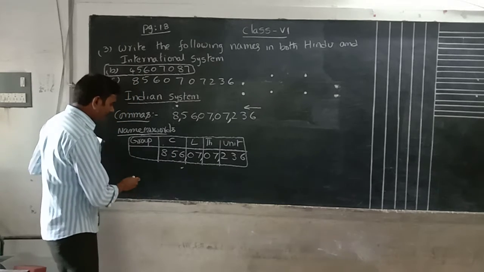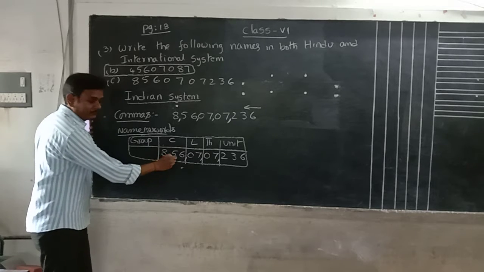Now we will write in words. What is the number in the crore group? 856.